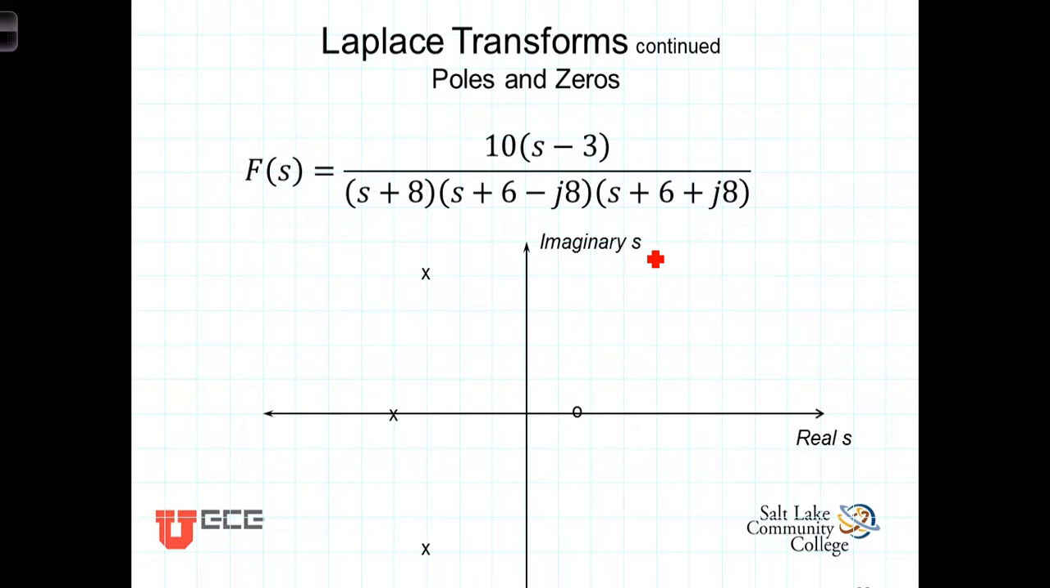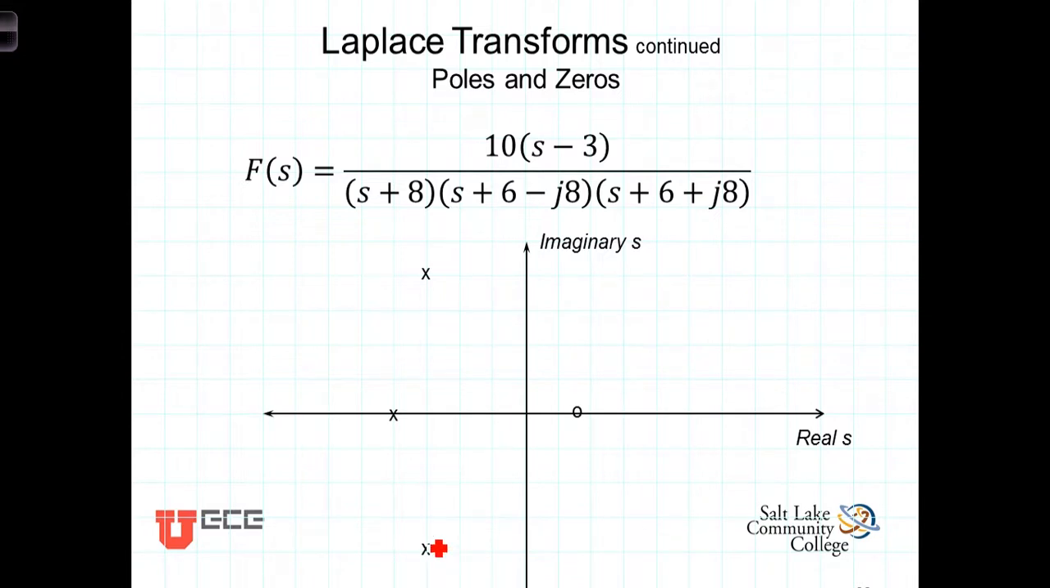So we can take this function and plot it in the s plane. Because s is a complex value, it has both a real part and an imaginary part. And so in this complex plane for s, we have a zero, which we denote with a circle, at s equals positive 3. We have one pole, which we denote with an x, at s equals negative 8, and then the pair of conjugates at s equals minus 6 plus j8 and s equals minus 6 minus j8.